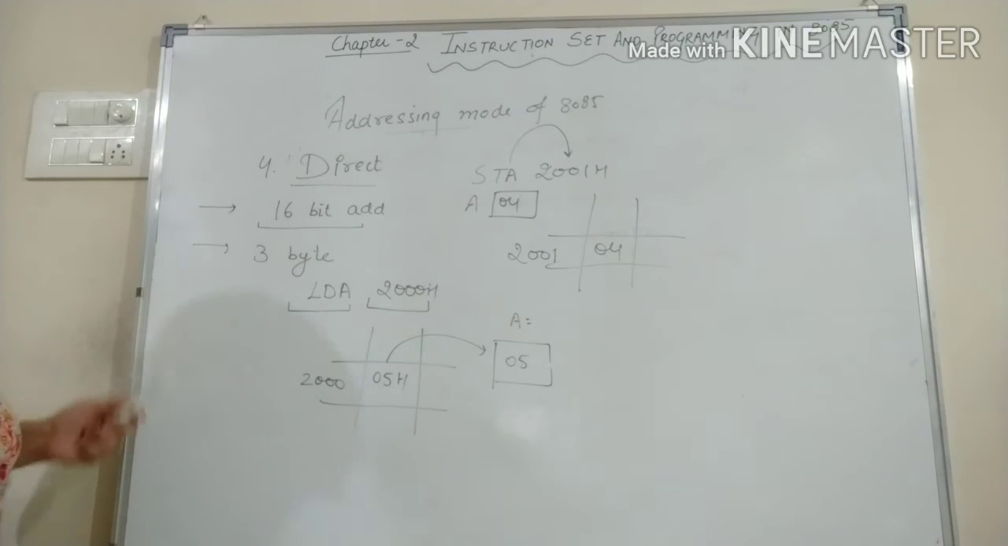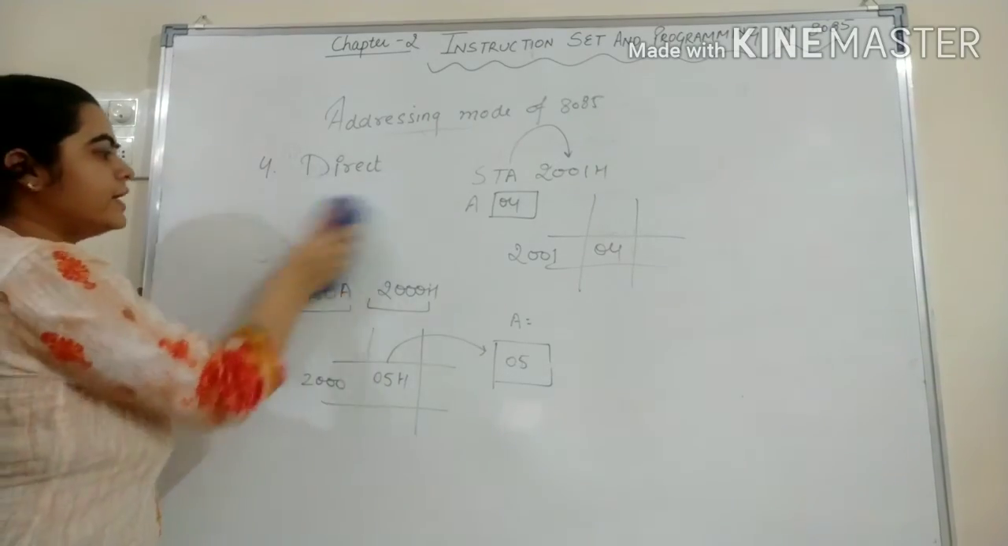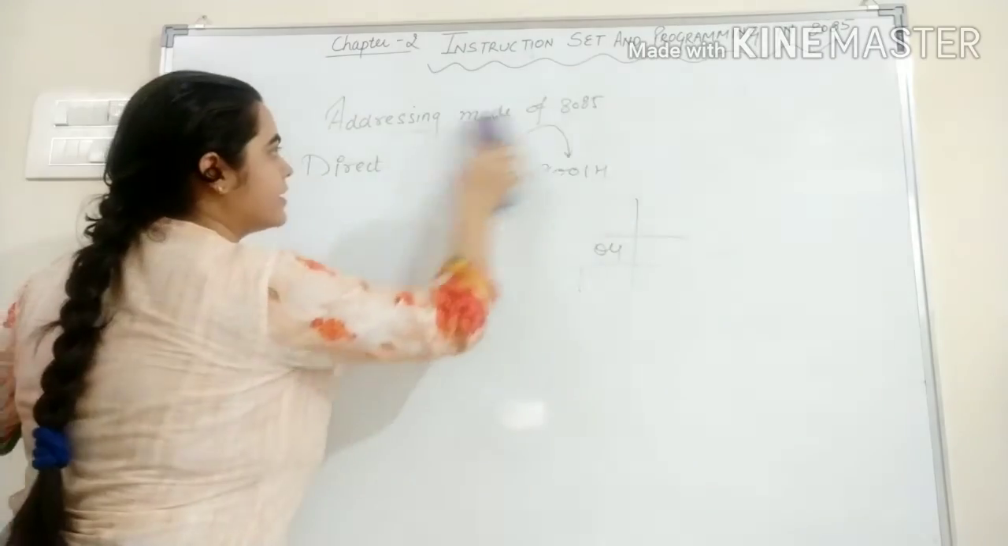Is it clear? Okay, now the last type of addressing mode of 8085 is indirect addressing mode.